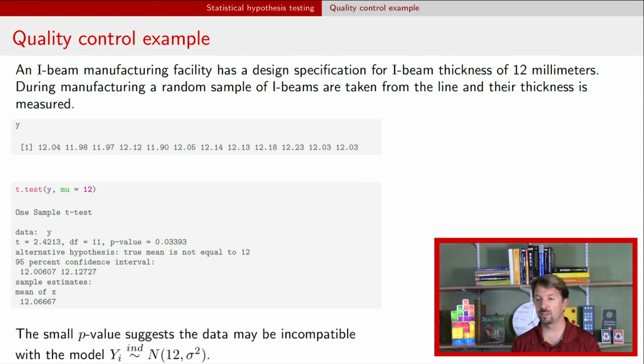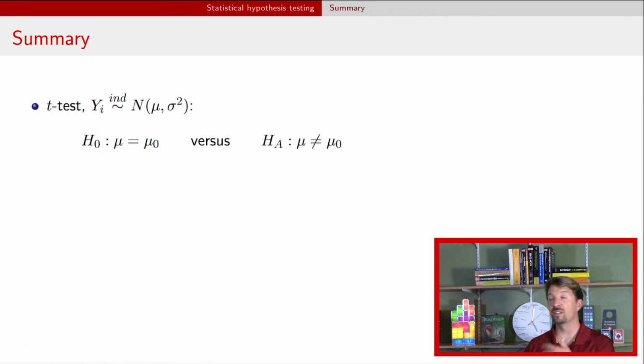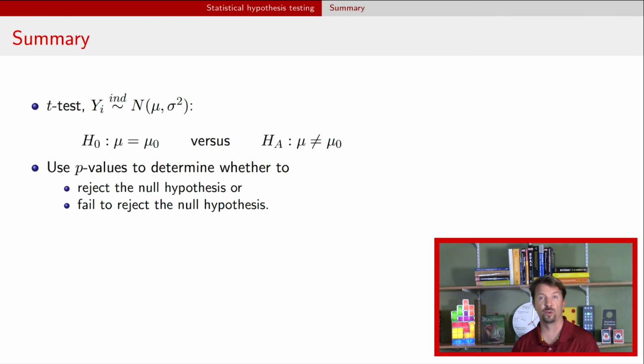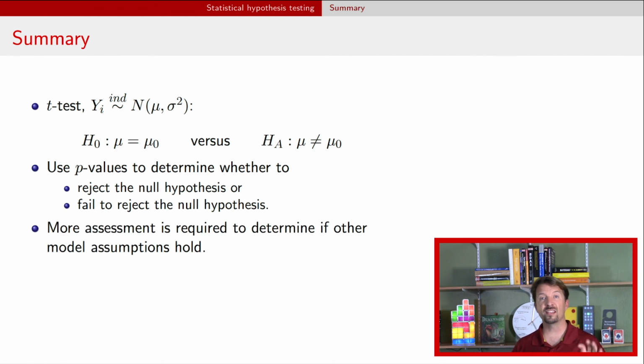All right, as a summary, all that we say here, if we reject the null, is that the data are incompatible with this model, but it's not 100% clear yet why. All right. In summary, we introduced this idea of a t-test. We used a p-value in order to determine whether to reject the null or fail to reject the null. Really what we're saying is whether or not the data seem incompatible with the model, or whether there's sufficient evidence to say that. And then finally, even if we do reject, there's more work that needs to be done to verify why that rejection occurred.